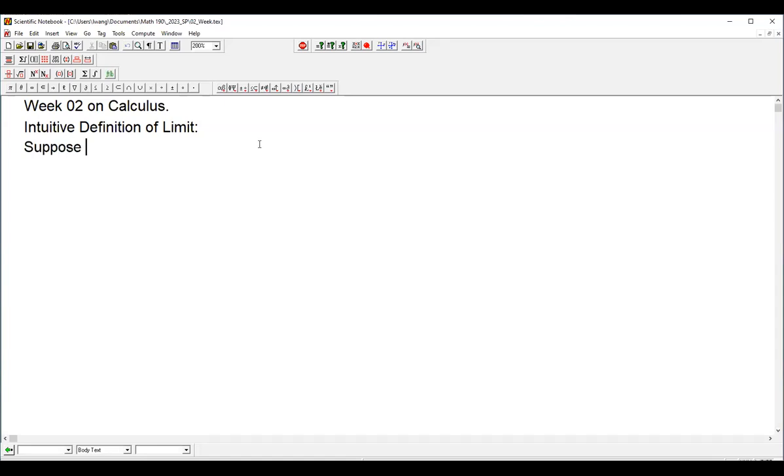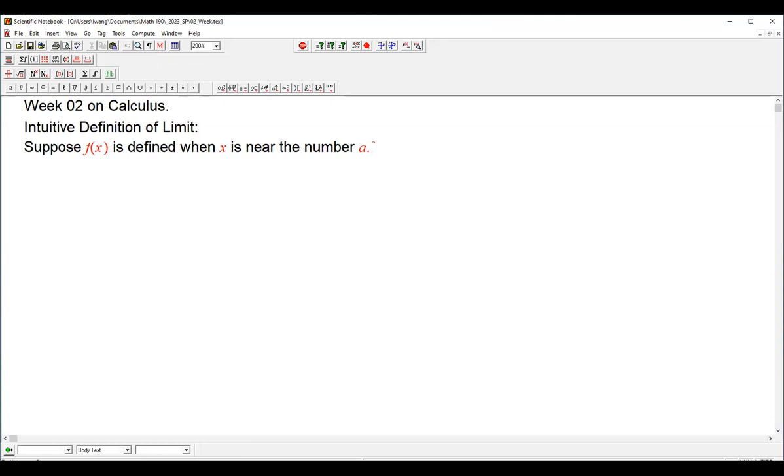Suppose the function f of x is defined when x is near the number a.